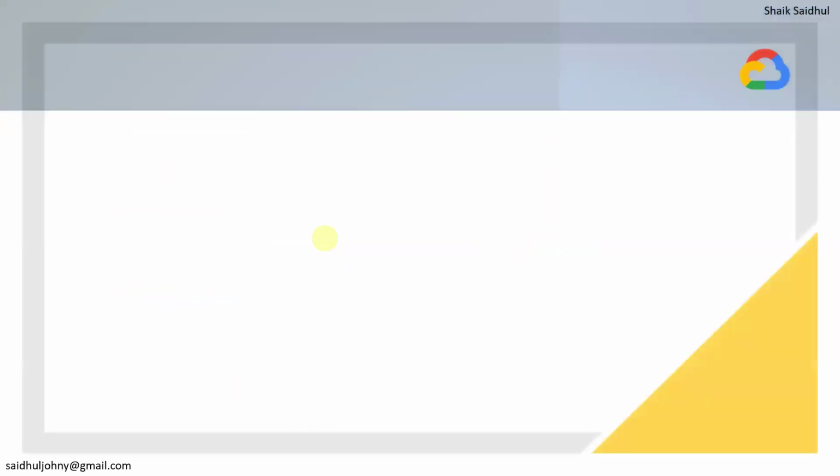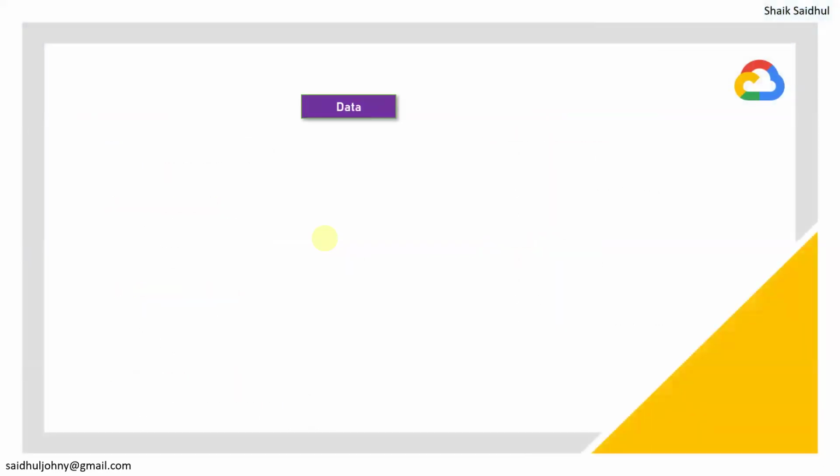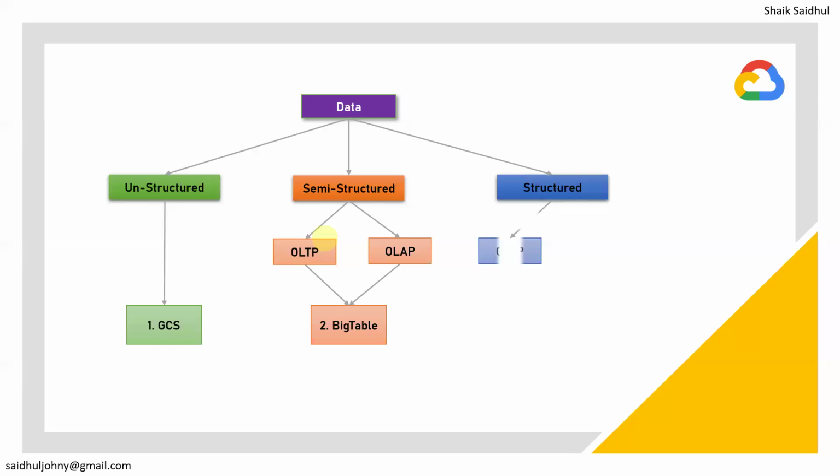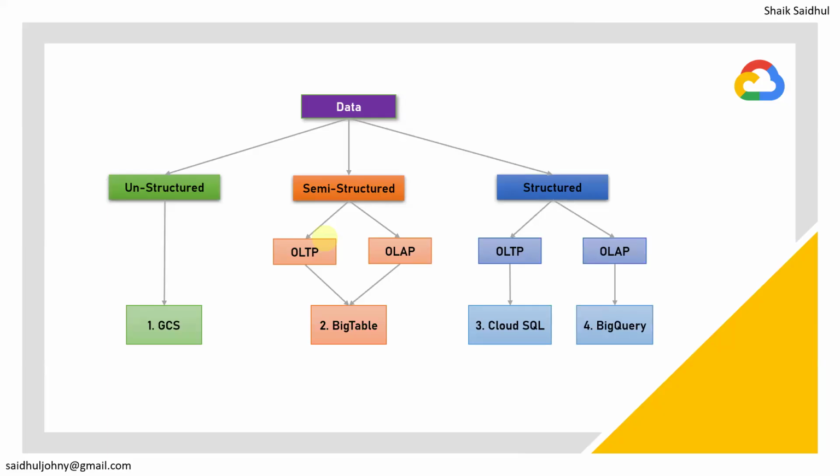Once the cloud basics are completed, we are going to the next chapter, that is data engineering tools. In data engineering tools, we are going to talk about what is data and the types of data. We have unstructured data, semi-structured data, and structured data, right? So when you categorize, data is available in three different formats: unstructured, semi-structured, and structured. For unstructured data, we have GCS. For semi-structured data, we have Bigtable. For structured data, we have OLTP Cloud SQL and OLAP BigQuery. This comes under storage and database services.